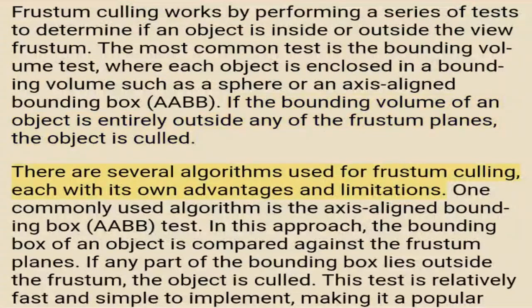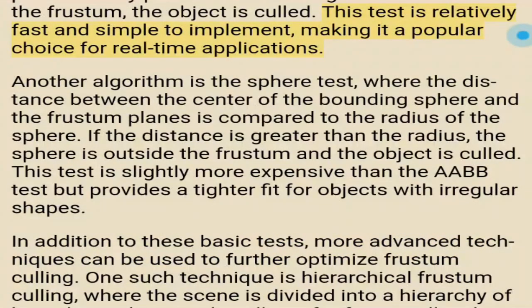There are several algorithms used for frustum culling, each with its own advantages and limitations. One commonly used algorithm is the axis-aligned bounding box, AABB test. In this approach, the bounding box of an object is compared against the frustum planes. If any part of the bounding box lies outside the frustum, the object is culled. This test is relatively fast and simple to implement, making it a popular choice for real-time applications.